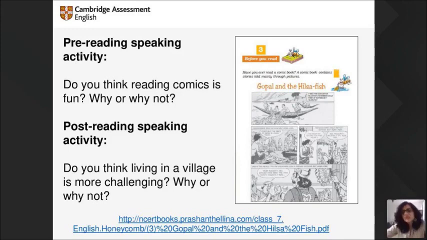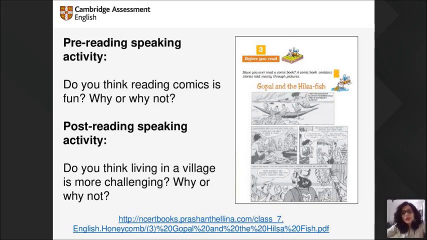So, after finishing this unit, the teacher can similarly design a post reading speaking activity, which can be slightly more exhaustive, more challenging than the initial pre reading activity. And this can be given a speaking focus, or it can be given a writing focus also, though this is tested in the speaking part of KET. So the teacher can have a question like, do you think living in a village is more challenging? Why or why not?